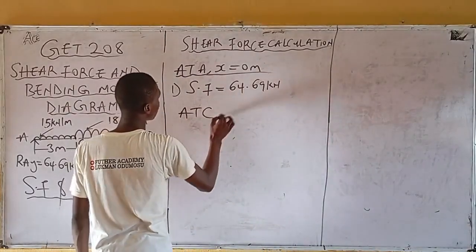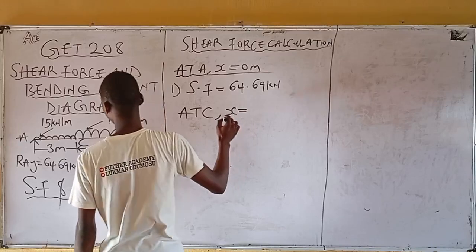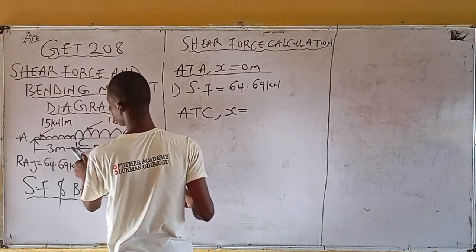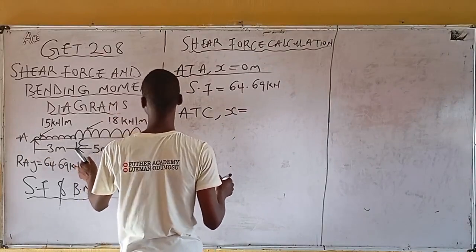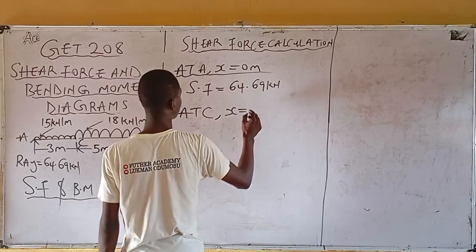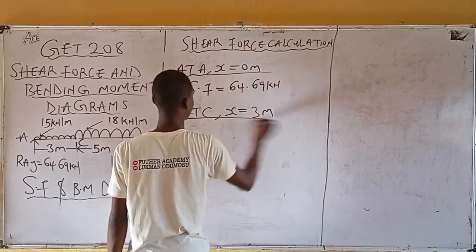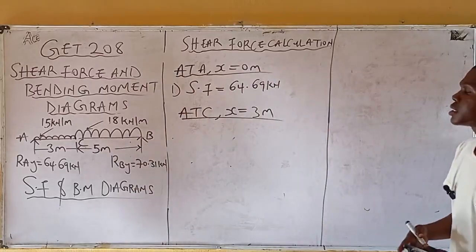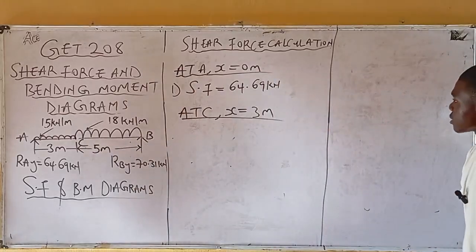Now the next point is what? At C. What's the value of x? Let's have a view. This is B. A, B, C. That's all. Okay, yes, I see. At C, what's the value of shear force? The distance is 3 meters.